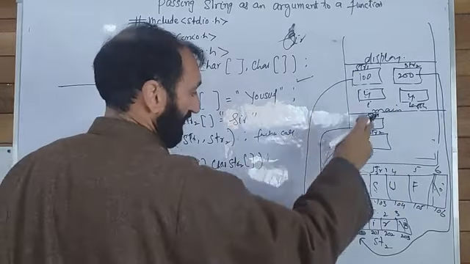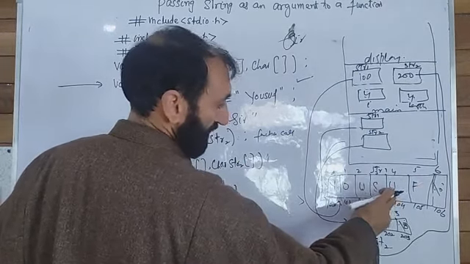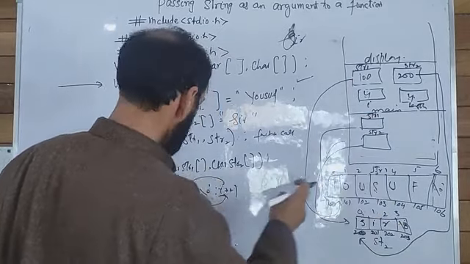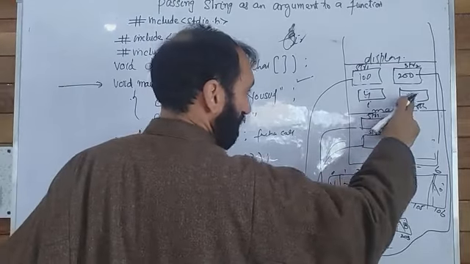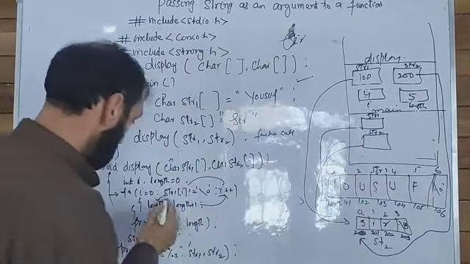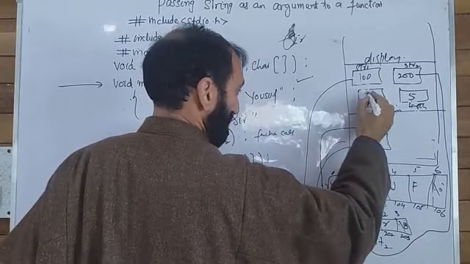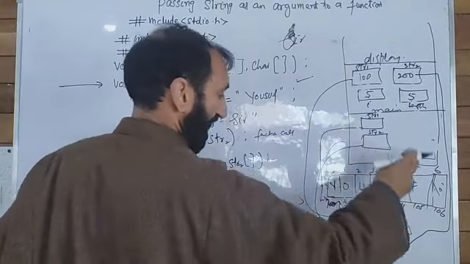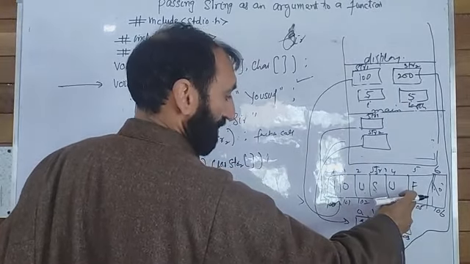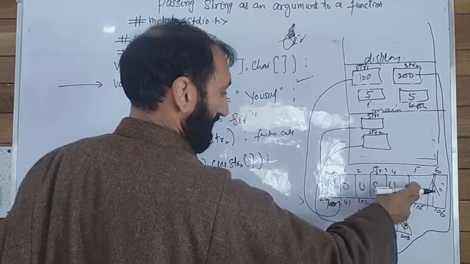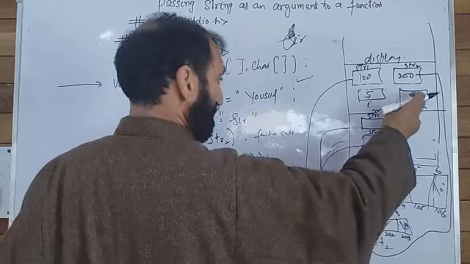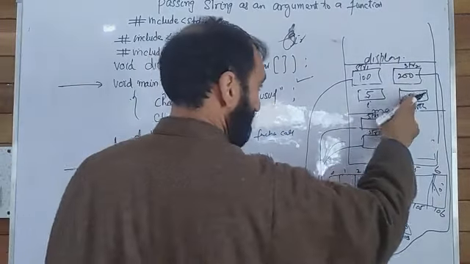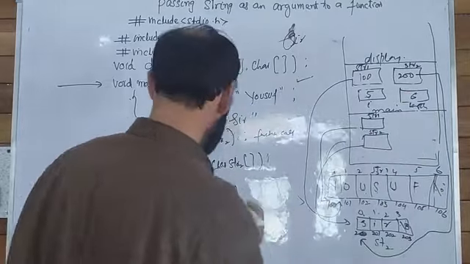str1 of i, that means the fourth location, is not equal to slash 0, so the condition is true. Length equal to length plus 1. Length was 4, 4 plus 1 becomes 5. I plus plus: it becomes 5. str1 of 5 is f, which is not slash 0. Length was 5, 5 plus 1 becomes 6.